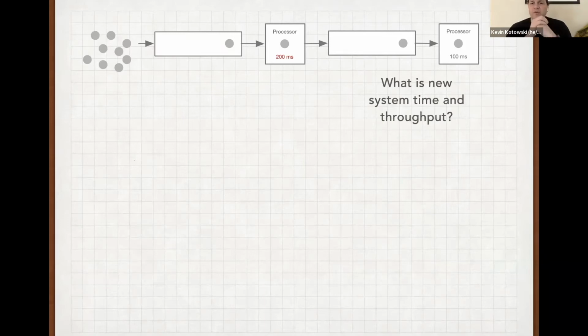Notice how that first processor has jumped from 100 milliseconds to 200 milliseconds. So now what's going to be the new system time? So how much for each customer to wait to get through the entire system? And then what's the new throughput for the entire system?